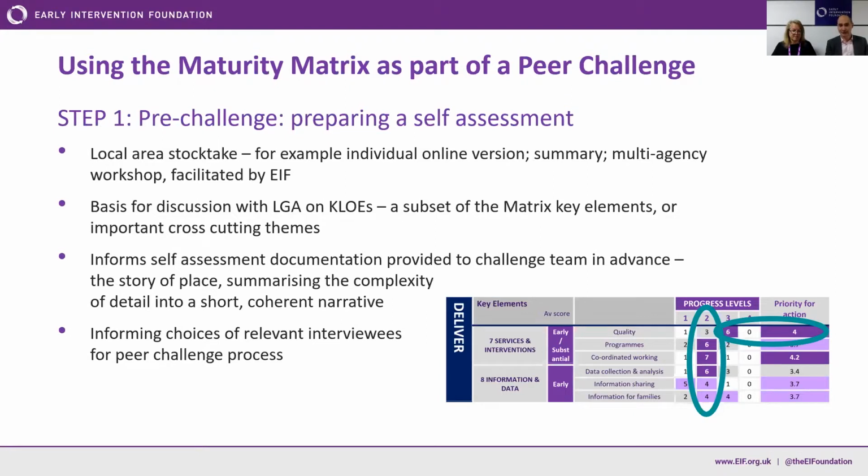To date, every local area has wanted that support, but they don't have to. If they have local arrangements for bringing stakeholders together and developing a self-assessment, then they can do that without external support.